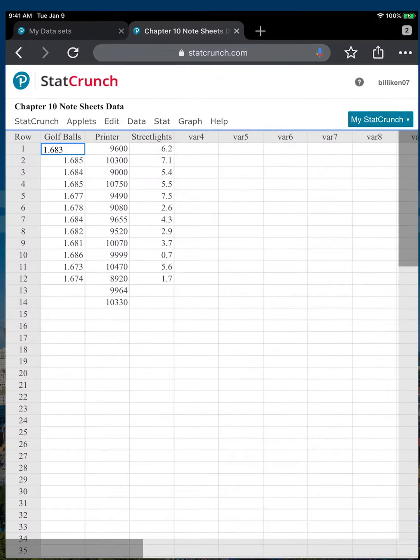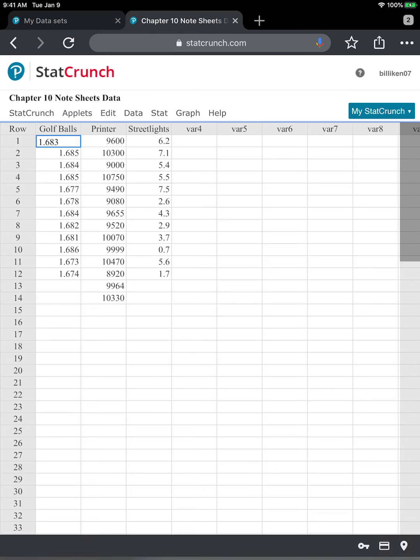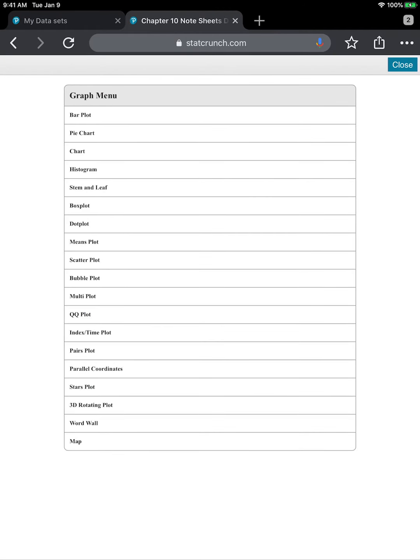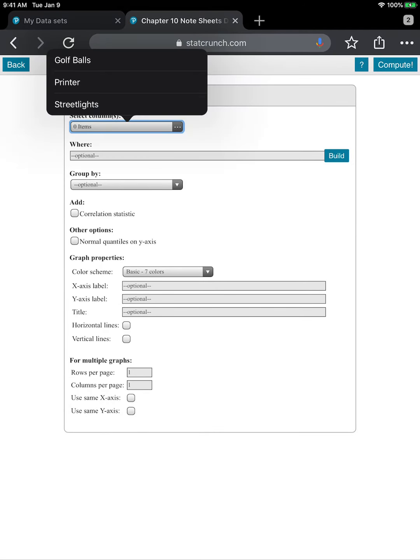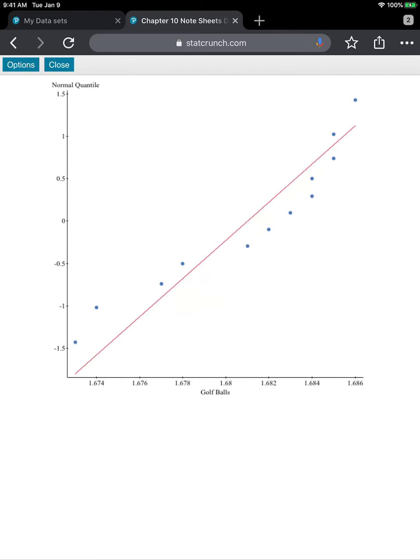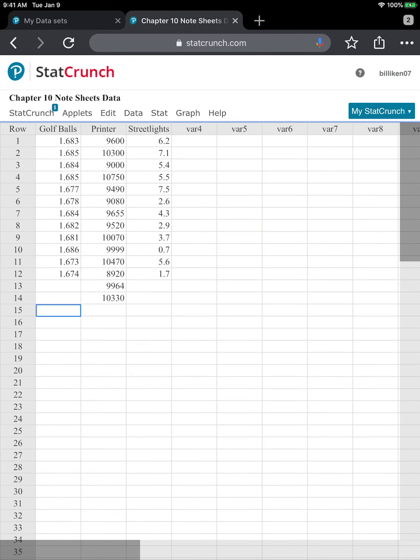So if I do the QQ plot, I've got my data in this first column here. So I'm going to choose graph, and then I want to do a QQ plot, and I want to select my data, which is in golf balls. And then I want to know what is the normal quantiles on the y-axis. Okay, so I want to know, is this normal? So if I hit compute, we can see that that's fairly linear. Okay, not exactly linear, but close enough. Okay, and then I did that one.